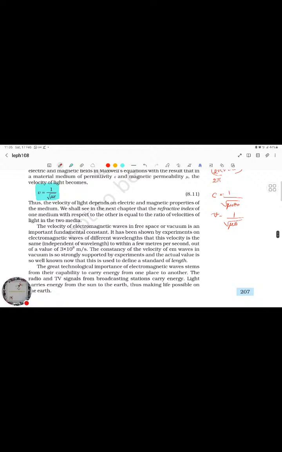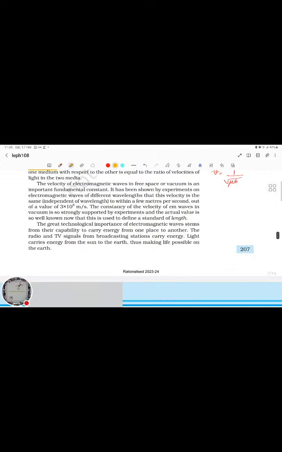Thus the velocity of light depends on the electric and magnetic properties of the medium. So for any particular light, its velocity depends upon the electric and magnetic properties, that is, on how much electric and magnetic permittivity and permeability the medium has. We shall see in the next chapter that the refractive index of one medium with respect to another is equal to the ratio of the velocity of light in the two media. Fine. The velocity of electromagnetic waves in free space or vacuum is an important fundamental constant.